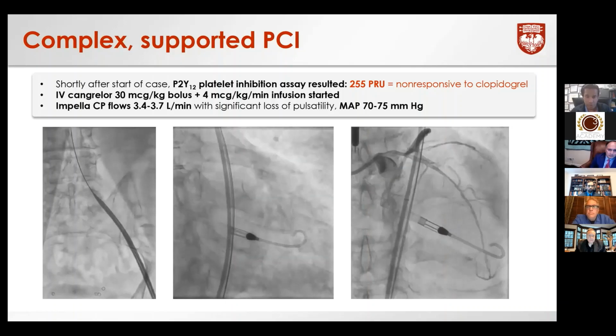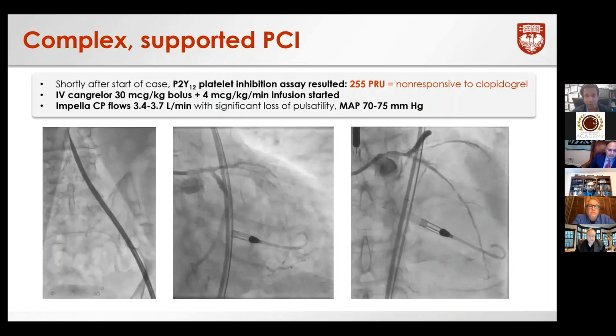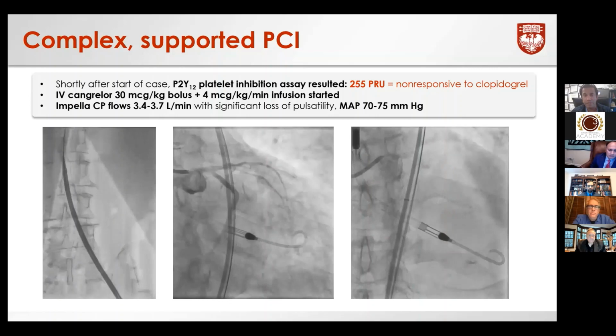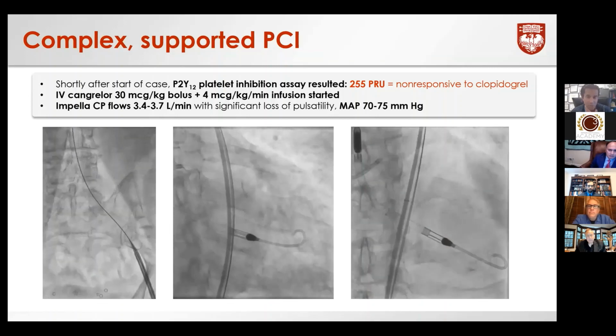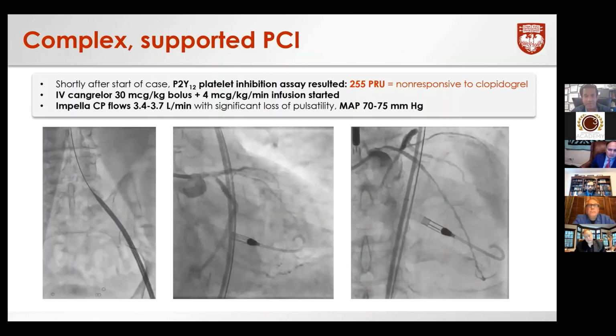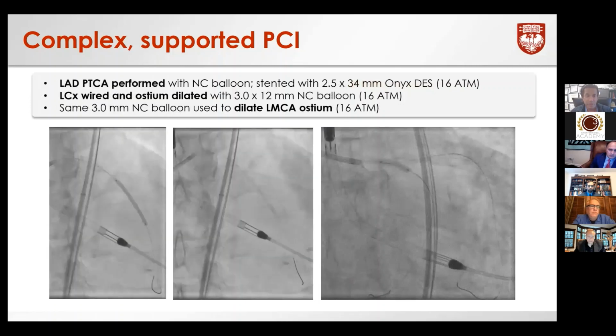So the Impella worked great. 3.4 to 3.7 liters per minute with significant loss of pulsatility as the LV was unloaded, but the MAP stayed at 70 to 75. And here we go.